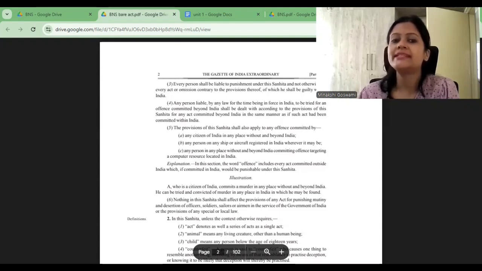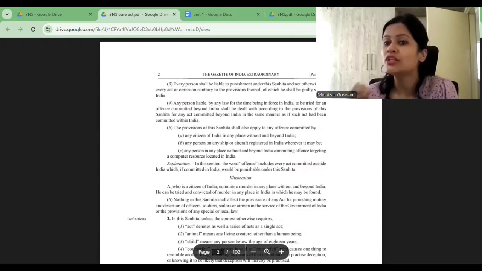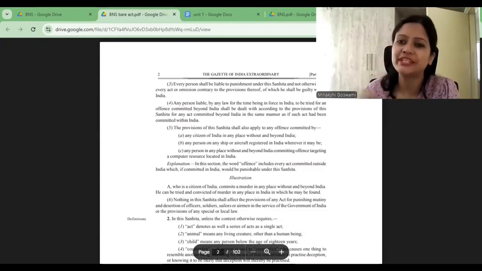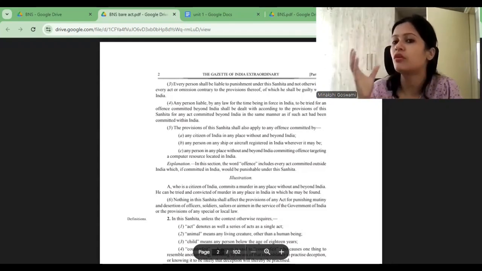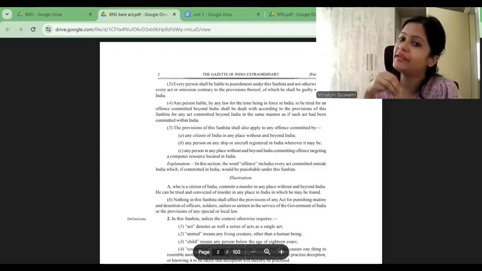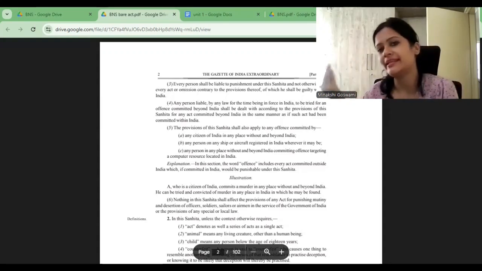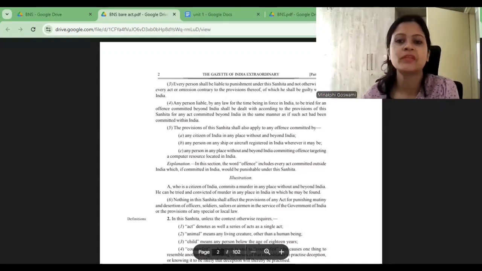It clarifies that BNS applies to offences within India as well as those which are committed outside India. Not just Indians committing something within India, but this act would also apply to those offences which are committed outside India by Indian citizens. So if two Indian citizens commit an offense outside India, if they were in India, they would have been made liable. Case would have been filed. So the same can be filed on them also. Just because they committed it outside India, they cannot escape the liability.